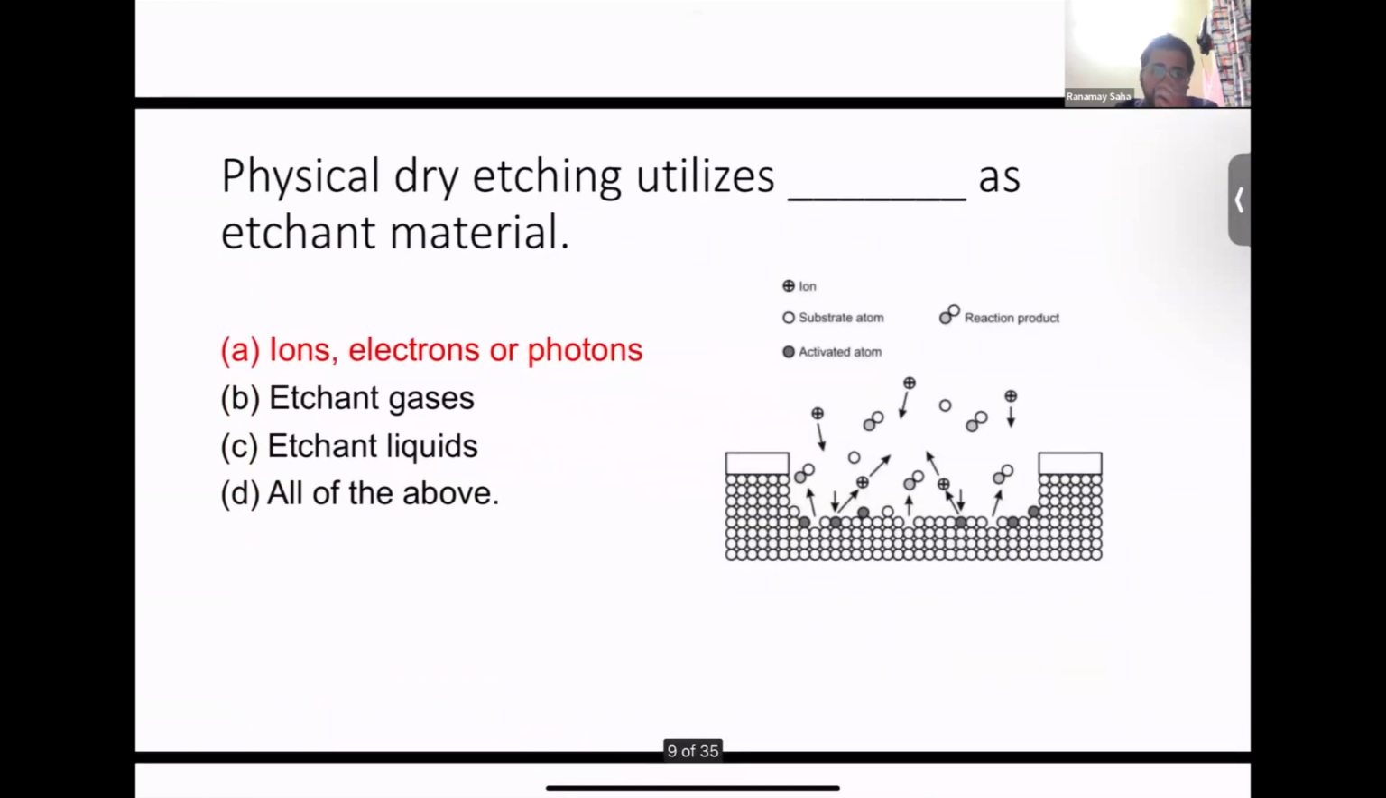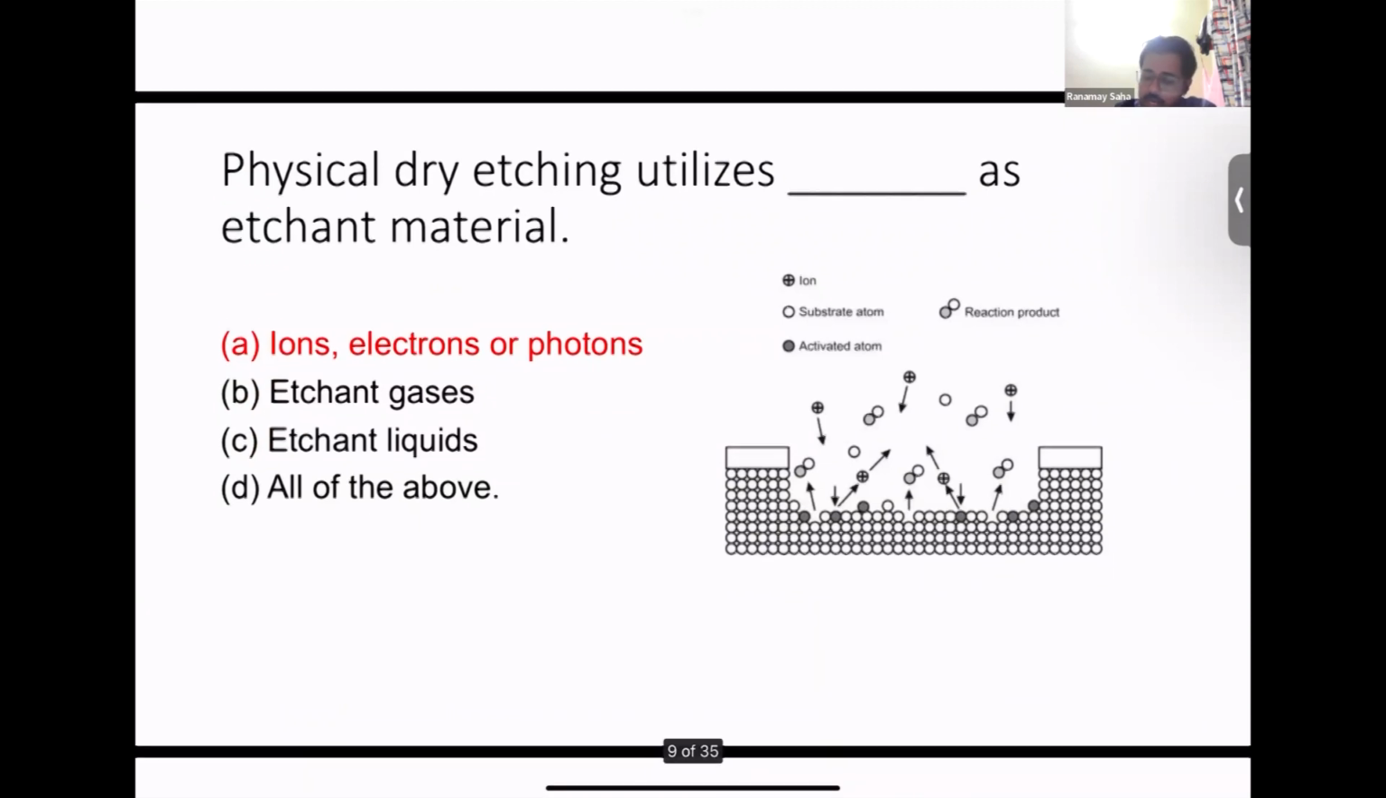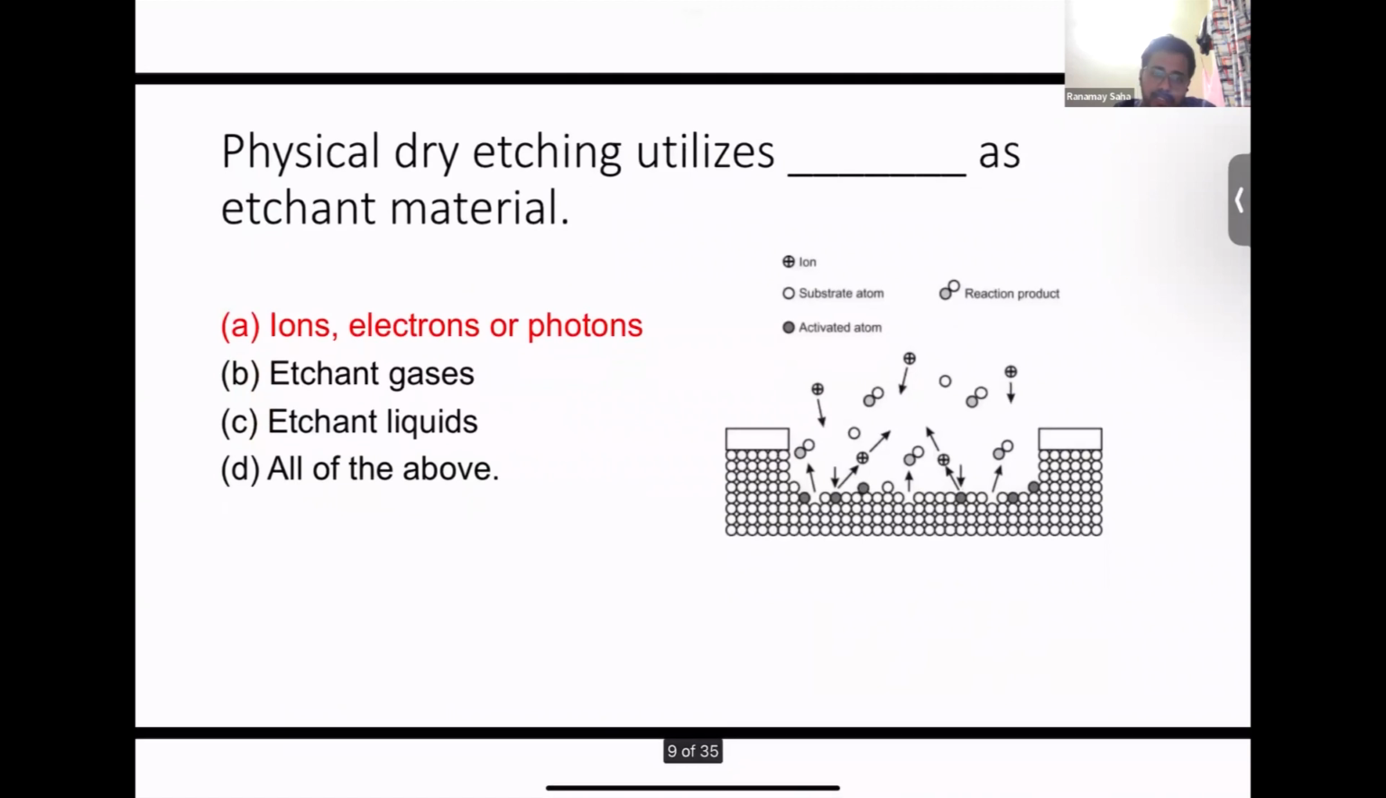Okay, so the next question asks for dry etching. So, dry etching happens through bombardment of ions, electrons or photons. Okay, you can have a look at the diagram on the right, and this has been taught to you in detail too. So gases and liquids are not at all your etchant material. Your ions, electrons, and photons are the etchant materials, bombardment of which removes the substrate layers. Okay.